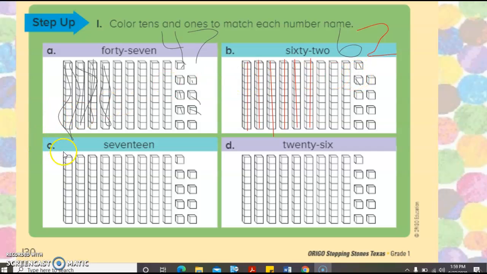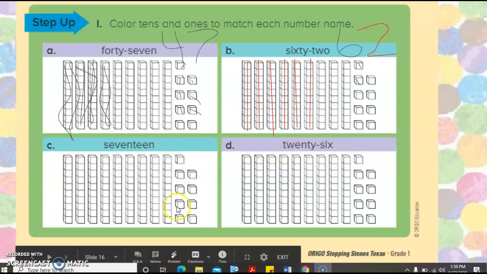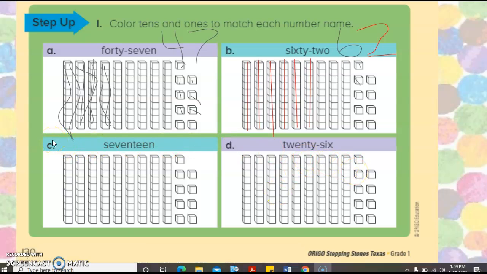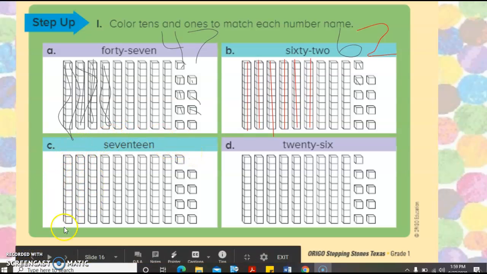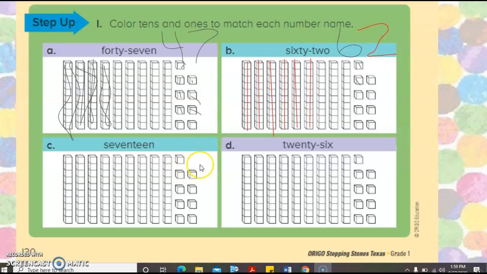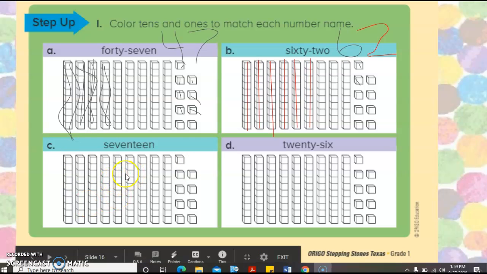Now we're going to try C, 17, and D, 26. We are going to do these together. So, on a piece of paper, I want you just to write the number 17, and we're going to do just letter C. Let's focus just on letter C first. You're just going to write the number 17, and then you're going to draw in how many rods and how many units. So I'm going to show on my screen, and you can follow along on your paper. Okay, so this is a we do practice together.